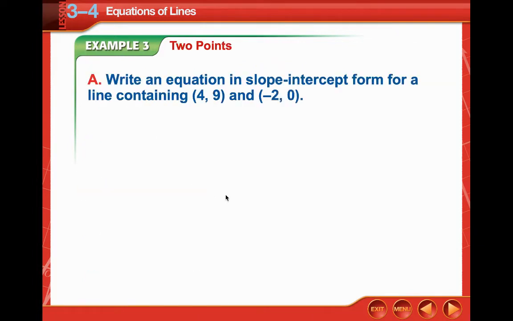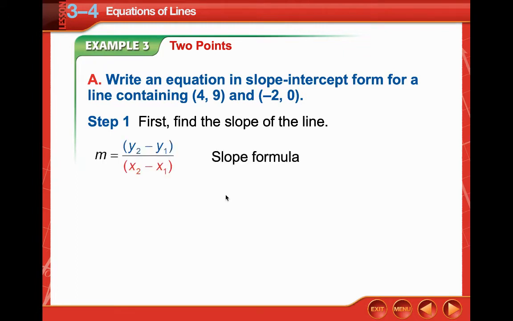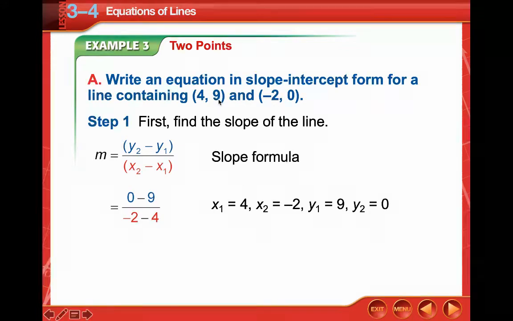All right, two points. Write an equation in slope-intercept form for a line containing (4, 9) and (-2, 0). So the first thing we want to do is find the slope. We use our handy-dandy, trusty slope formula, which should be m equals y2 minus y1 over x2 minus x1. So our x1 is 4, our x2 is -2, our y1 is 9, and our y2 is 0. So we plug those in.